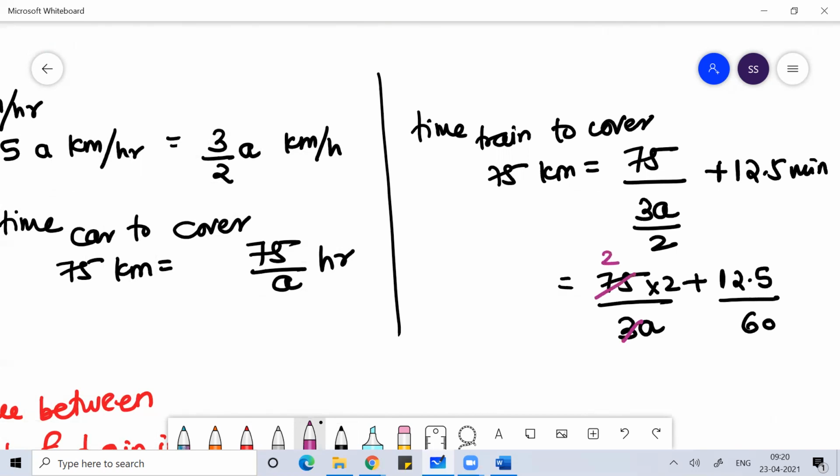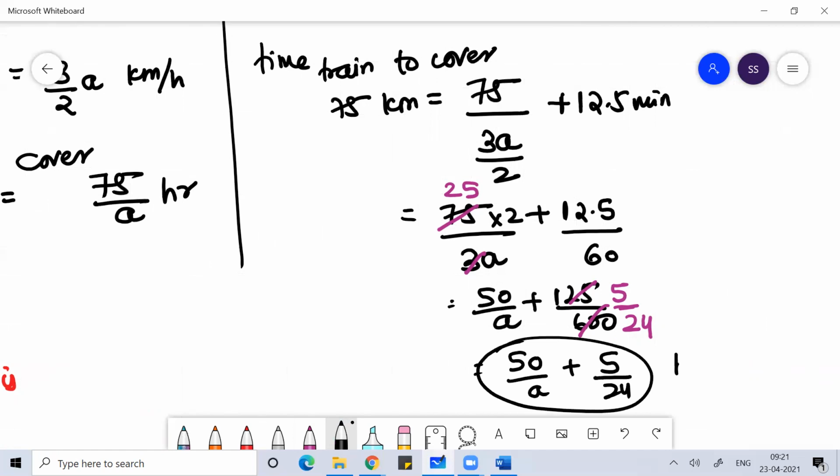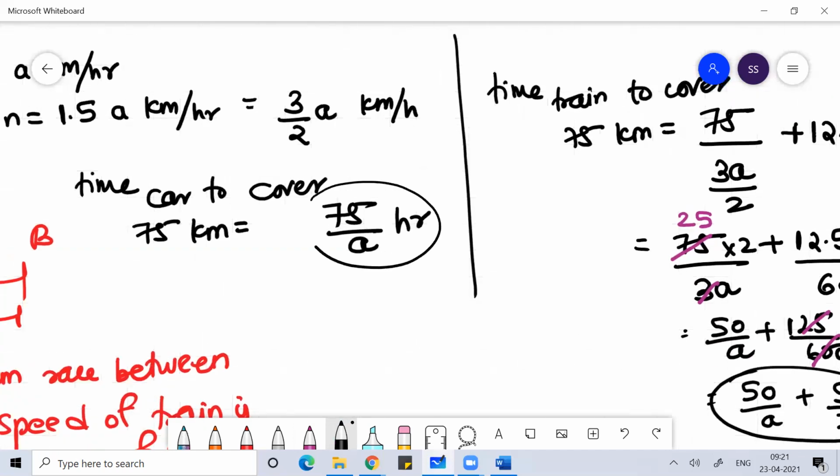This is 25, so I can write this as 50 by A, and this is 12.5 by 60, that is 125 by 600. I can solve it: if I divide 125 by 600 by 25, this will be 5 and this will be 24. So this value will be 50 by A plus 5 by 24.